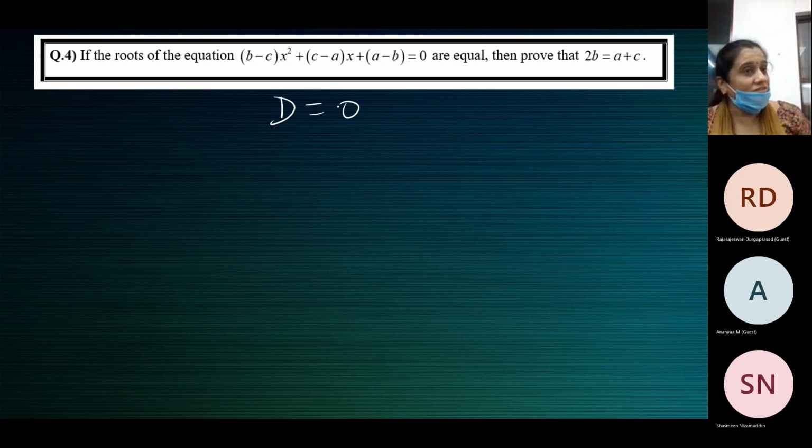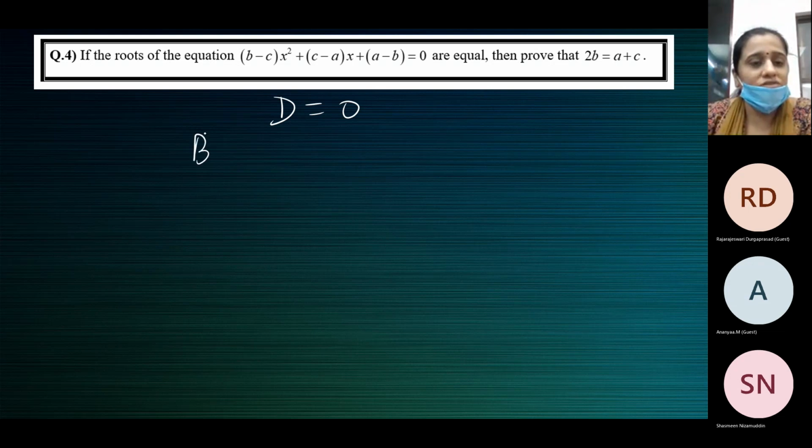In the last two questions, we had to prove that the roots were equal, unequal, whatever. Here it is given that the roots are equal. There it was not given, so we had to find the discriminant and then comment on the nature of the roots. Here it is given that the roots are equal. That means D is 0.